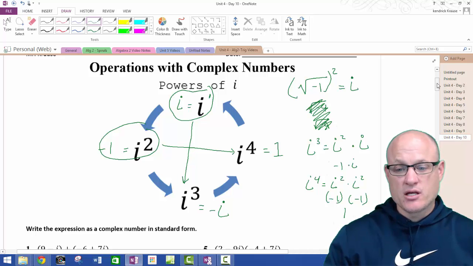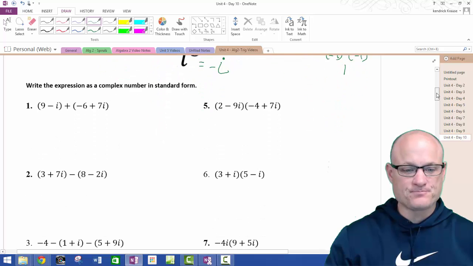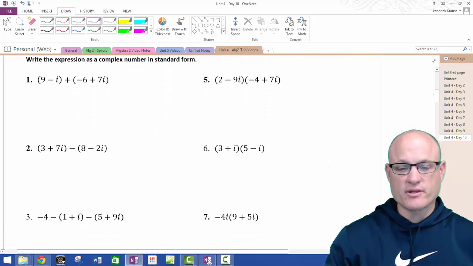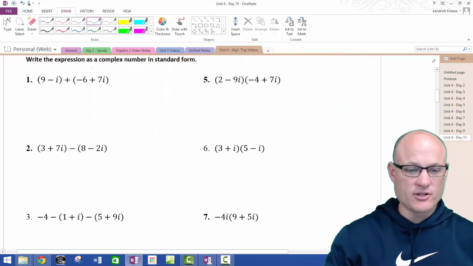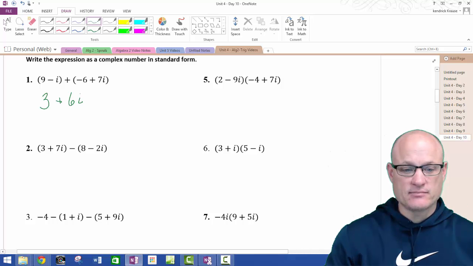Simplifying expressions that have imaginary numbers in them. So we'll start with some of the easier stuff. This one, we're just going to add. Adding's easy. 9 plus -6 is 3. -i plus 7i is plus 6i.